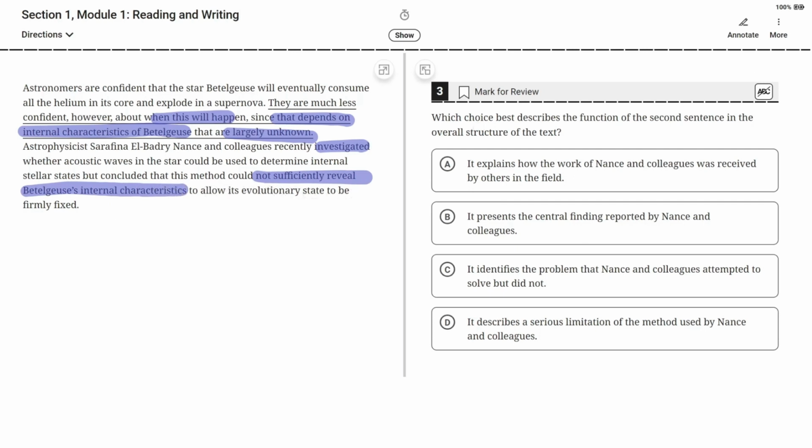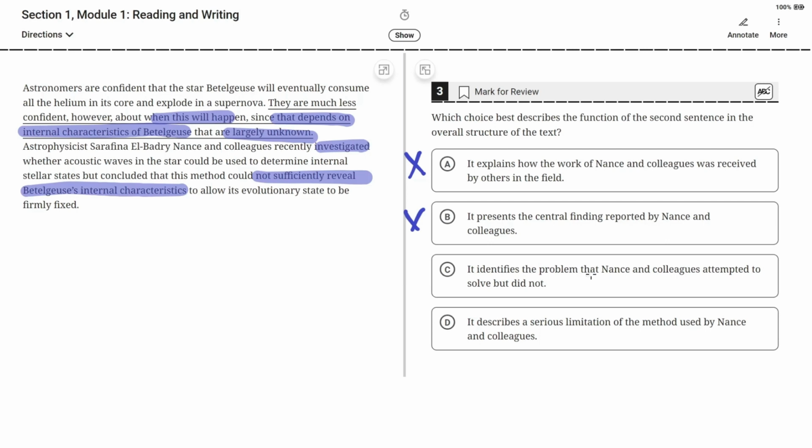be firmly fixed. So option A says it explains how the work of Nance and colleagues was received by others in the field. Sentence 2 doesn't discuss how others in the field received the work of Nance and colleagues, and it doesn't introduce Nance and colleagues yet, so A is wrong. B, it presents a central finding reported by Nance and colleagues. The central finding is seen in sentence 3, where it says that the method they used couldn't sufficiently reveal Betelgeuse's internal characteristics. And instead, the second sentence discusses the problem, which is that they didn't know the internal characteristics of Betelgeuse. So B is wrong.